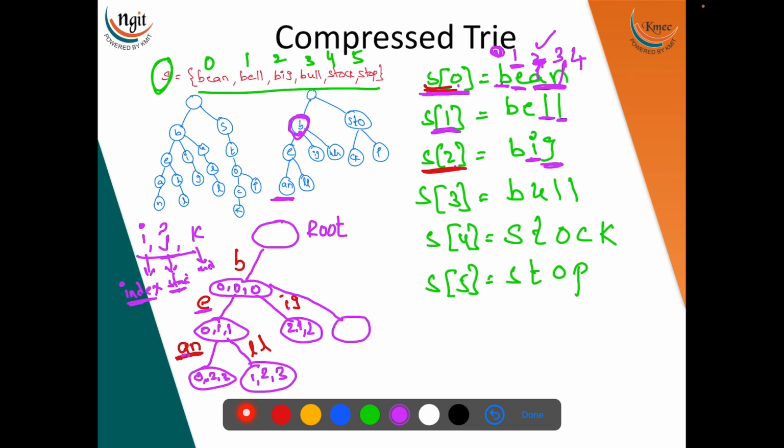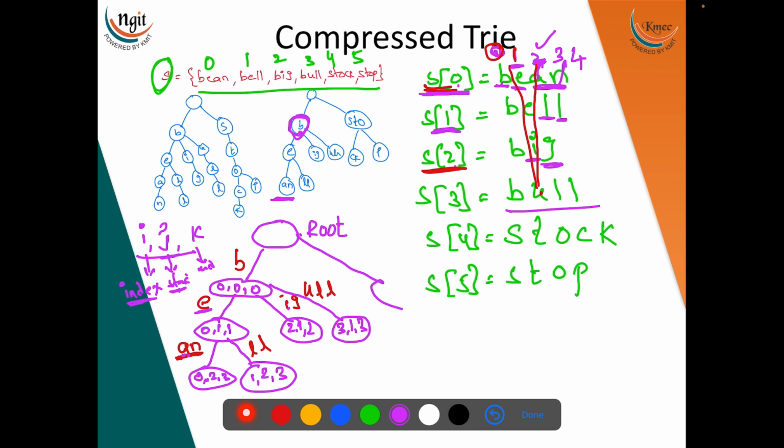Now the third is bull, which belongs to the third index. Write down 3, and then ULL. U started at position 1, because we started with 0, 0, 1. So 1 comma, and LL ends at 3. So ULL is 3, 1, 3.